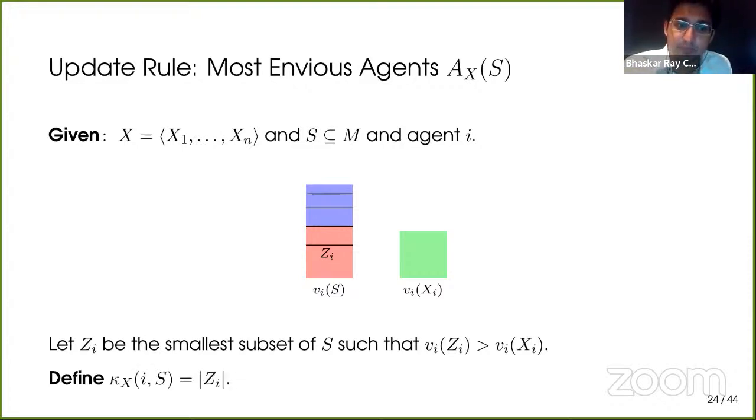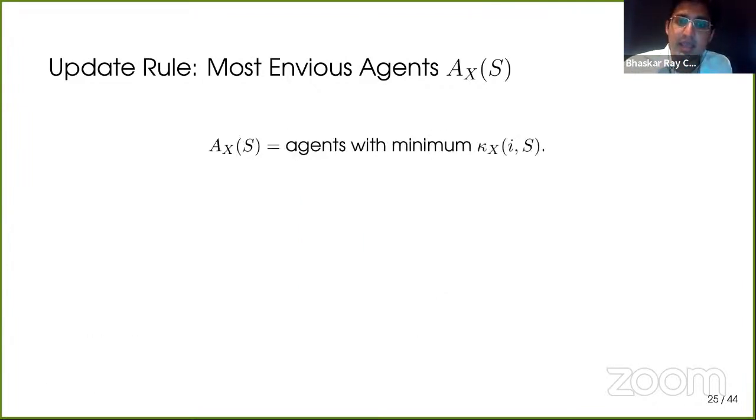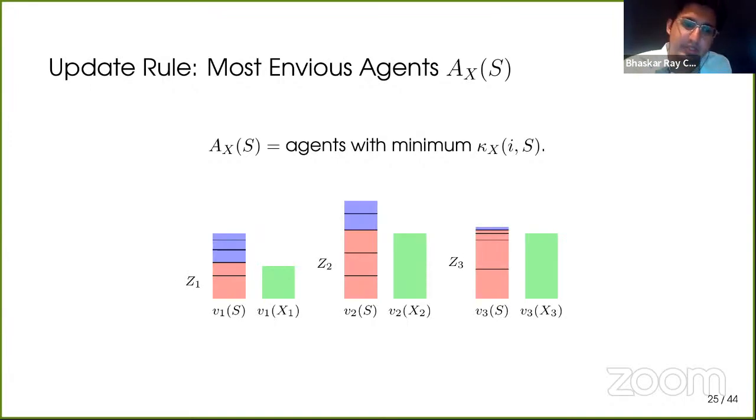Just to explain this with a small example. For every agent, we define this quantity kappa(i, S), which is the size of the smallest subset of S that agent i still envies. And the agents with the smallest value of kappa(i, S) are the most envious agents, like I said. A very simple example: let's say you have 3 agents and the set S. The size of Z1 is 2, the size of Z2 is 3, and the size of Z3 is 4. Clearly, the most envious agent is agent 1 here, because just 2 goods from S suffice for agent 1 to envy.